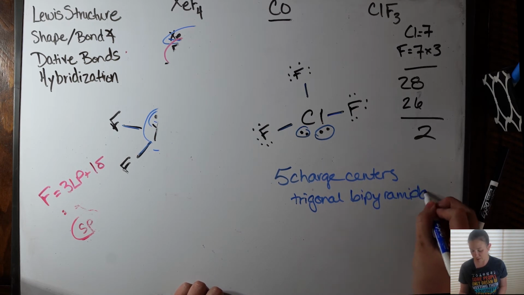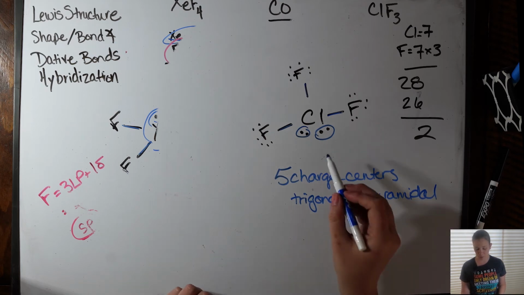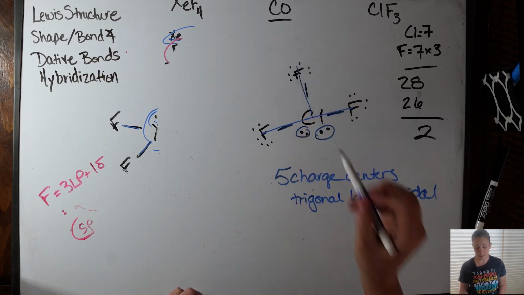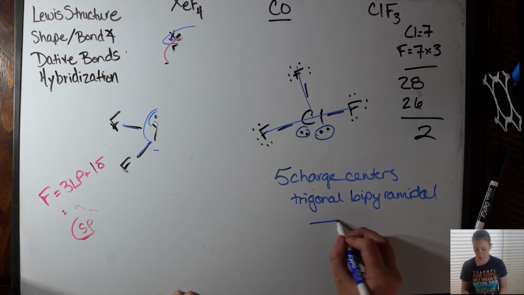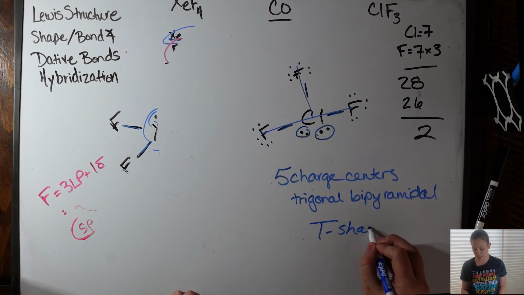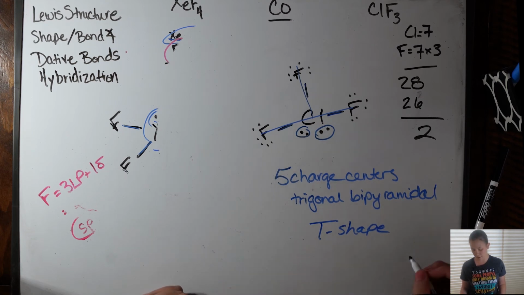And if it had all 5 as atoms, that would be its shape. But again, we only go based on the atoms themselves. So when I have 2 lone pairs, it actually makes it T-shaped. It replaces 2 on that plane. So this is going to be a T-shaped molecule.